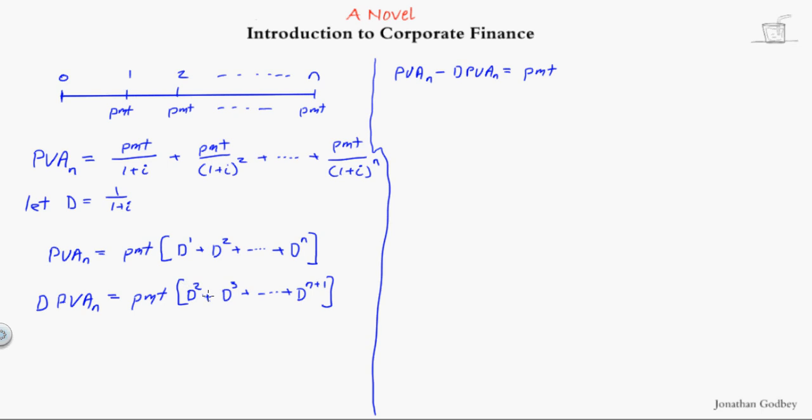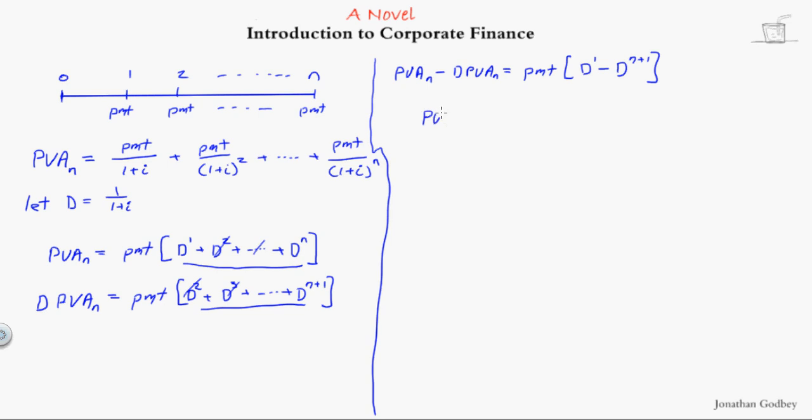So these d's in here, I'm subtracting the second set of d's from those. So there's a d2 in both of them. There would be a d3 in both. There's a dn in both. So this is going to wind up being payment times d to the first minus d to the n plus 1. So now I can rewrite this.